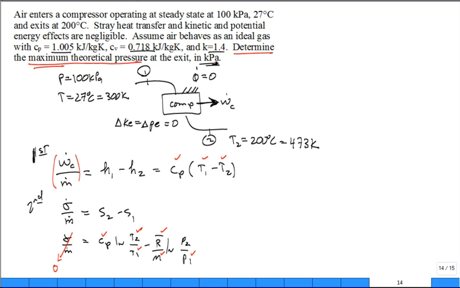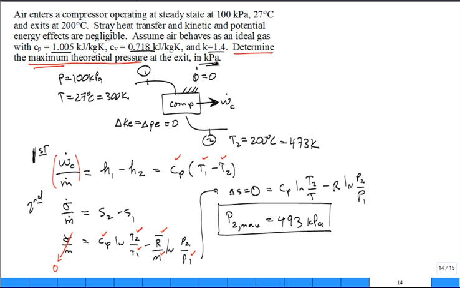So if you assume that it's isentropic, delta S is equal to zero, then you get, let me draw it like this, 0 is equal to C sub P natural log T2 over T1 minus R natural log P2 over P1, and you solve for P2 max, and that comes in at 493 kilopascal.